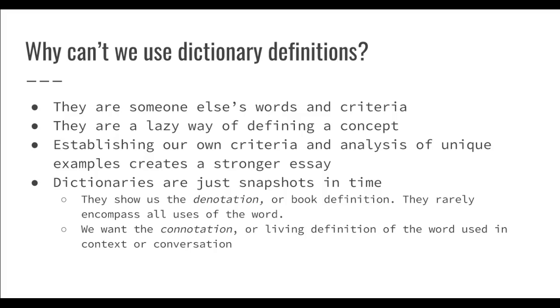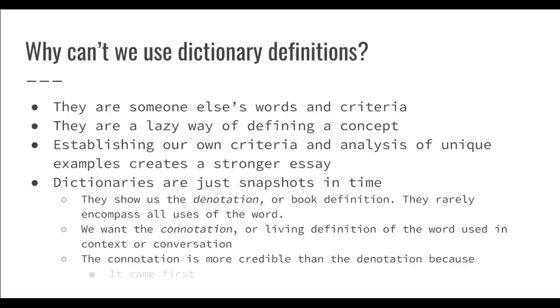So dictionaries are usually running behind language, trying to map it out after it's already been developed. They are not the final source of any sort of definition. The connotation, therefore, is more credible than the denotation because, well, it came first, and it lives and grows with the language usage. So we want a living definition. That's why we can't use dictionary definitions.